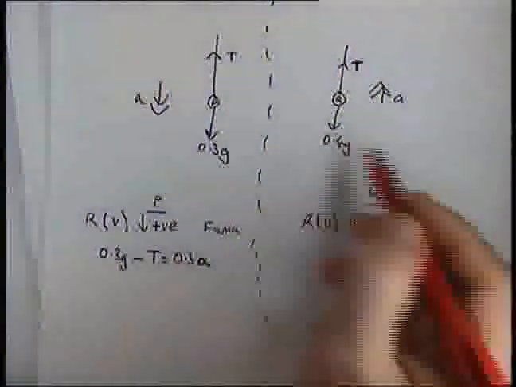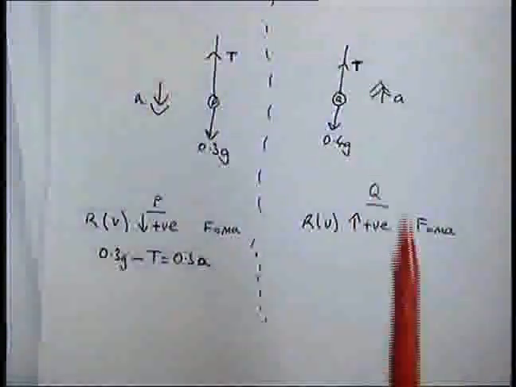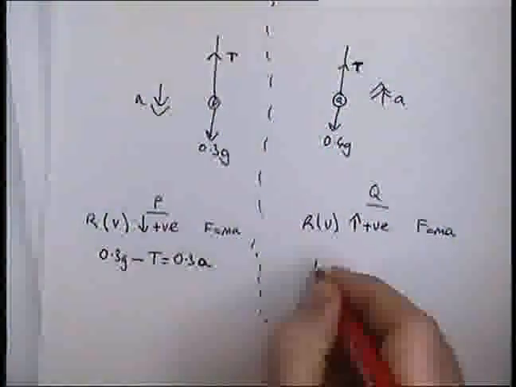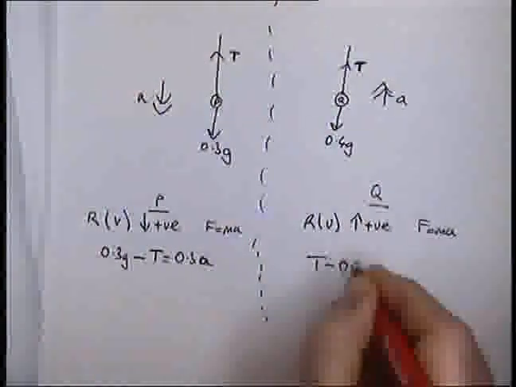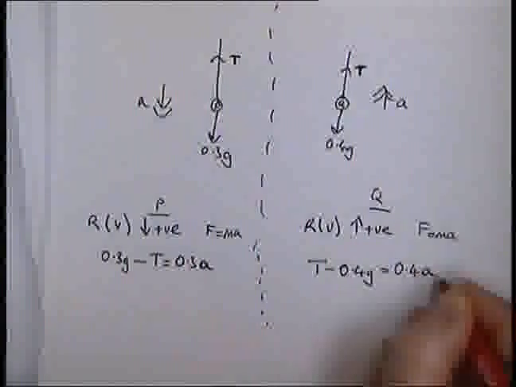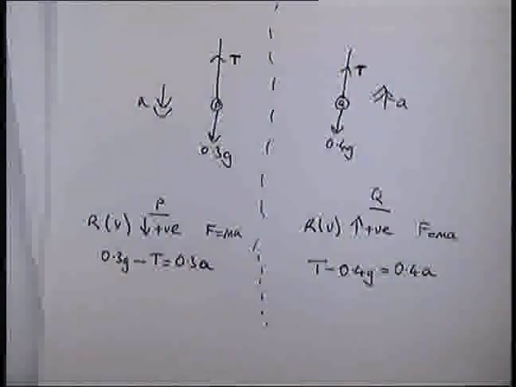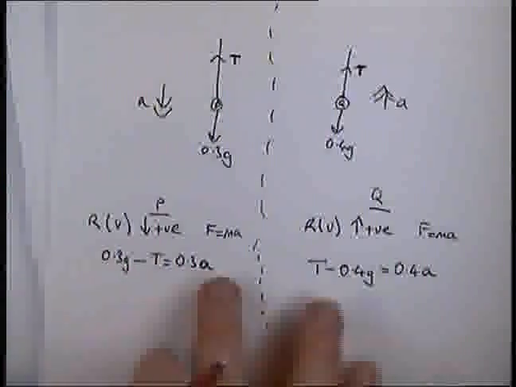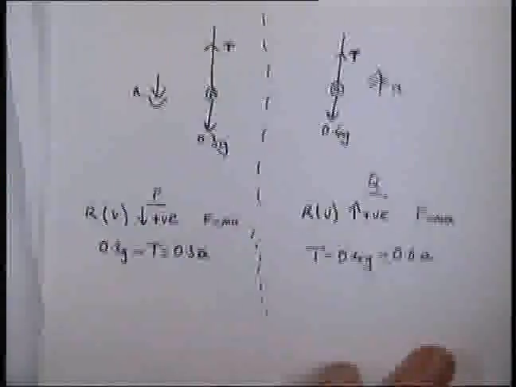And the same thing happens when we resolve Q, but we're going to take up as positive this time. So resolve Q, we're going to take up as positive. So we get T minus 0.4 g is equal to 0.4 A. Now we've got a simultaneous equation here with two unknowns. Don't forget g is known. We've got two unknowns, T and A.